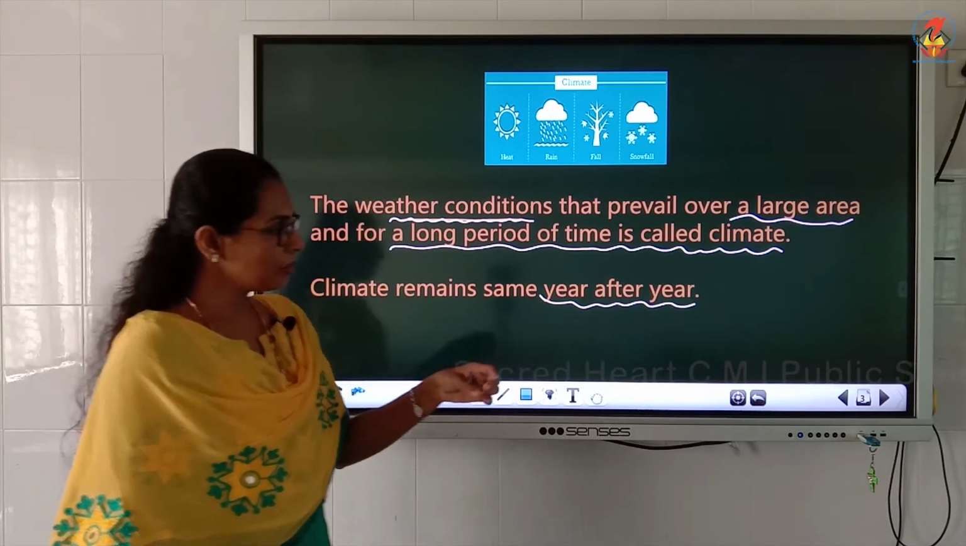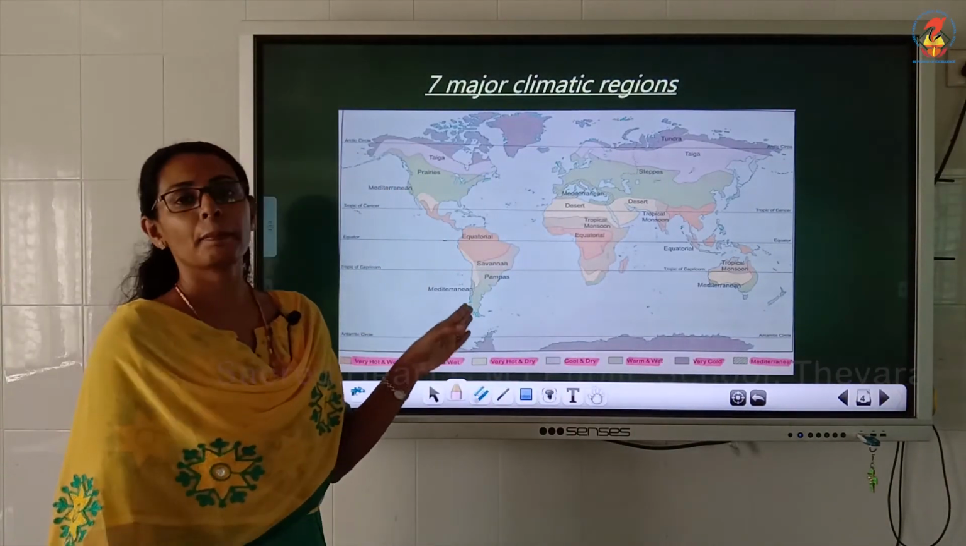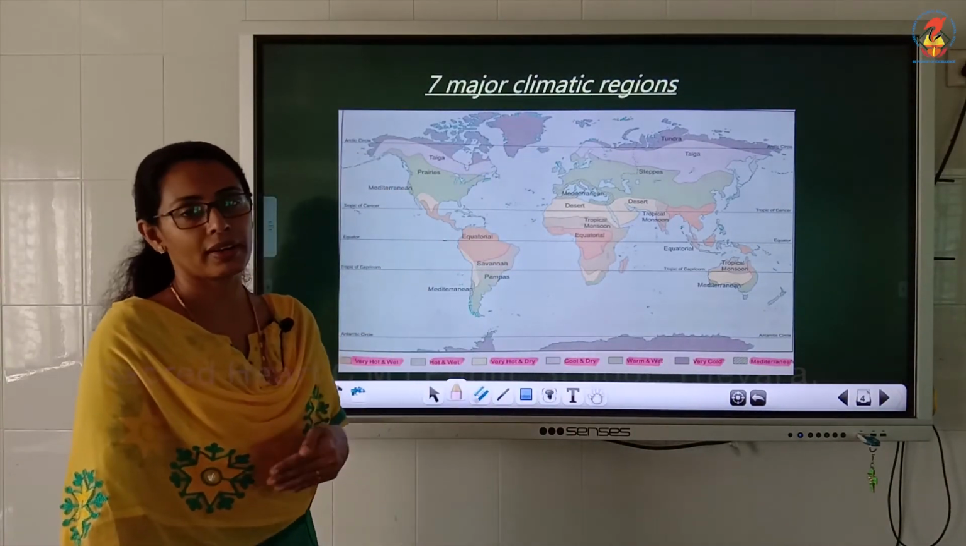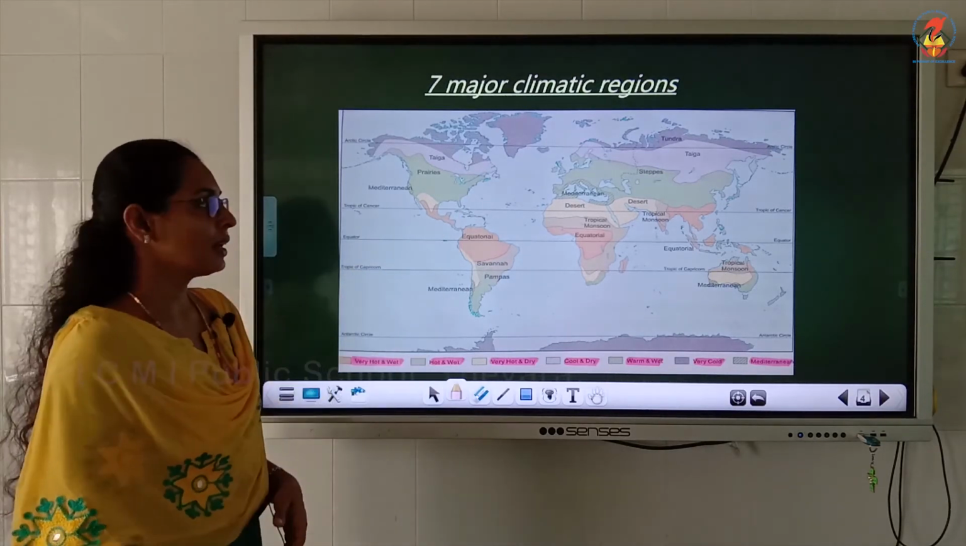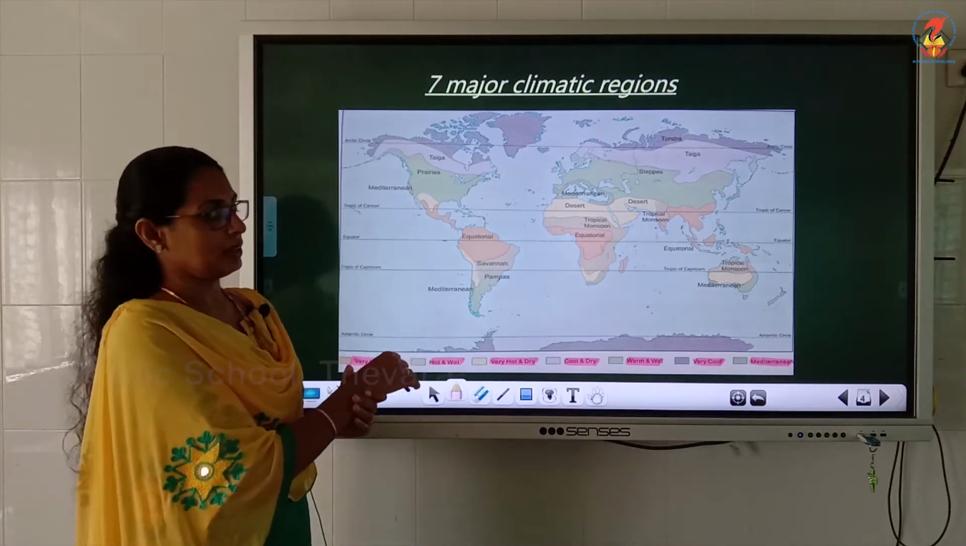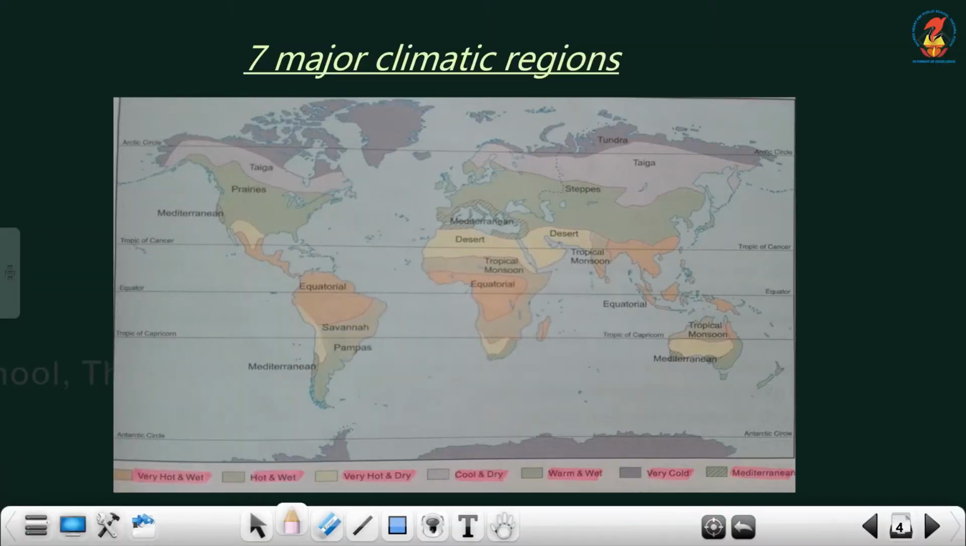Now the next one: these are the 7 major climatic regions. More regions are there, but these are the important climatic regions in our textbook that we are learning. The first thing is the very hot and wet area. These areas, these colors, all are very hot. Normally Africa, those areas are here. These are very hot areas.